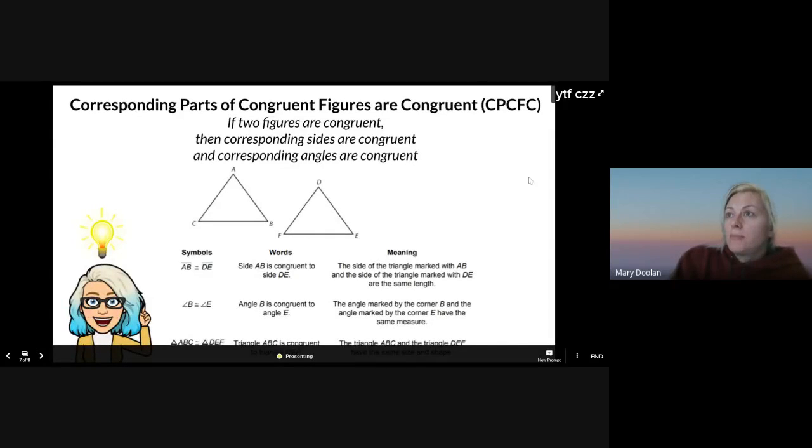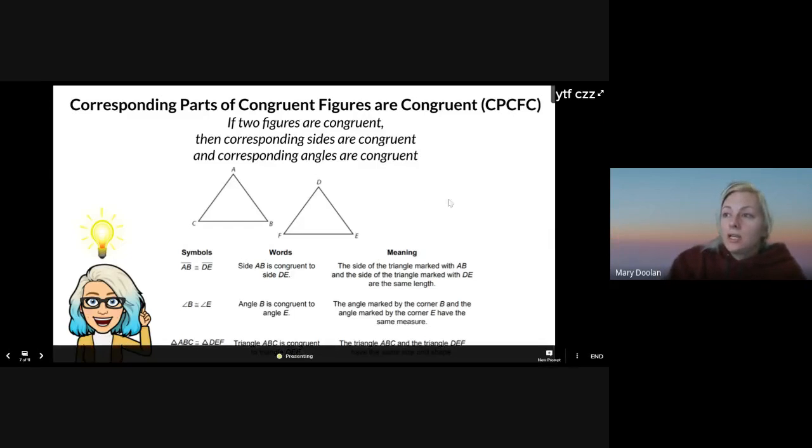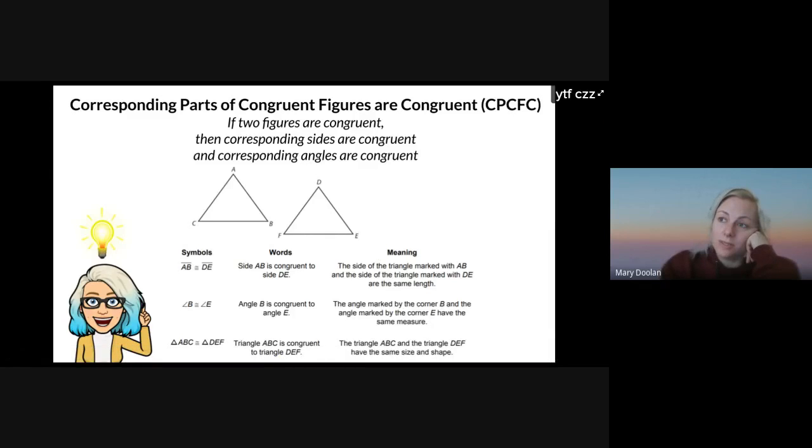All right, so basically still just looking at CPCFC on this slide. If two figures are congruent, then corresponding sides are congruent and corresponding angles are congruent. That's the same thing it says on the last one. That's a theorem. It's called CPCFC. And this is kind of neat because it has mathematical symbols that you might see, and then it has the words, like how you would read that out loud, and then it shows the meaning of that.